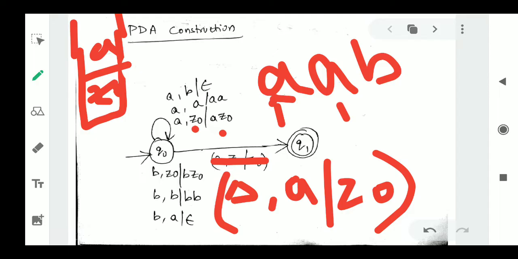And now we are going to process the next input symbol A. Already the top of the stack is A. The next input symbol is A, top of the stack is A. What we will do is insert one more A into the stack.